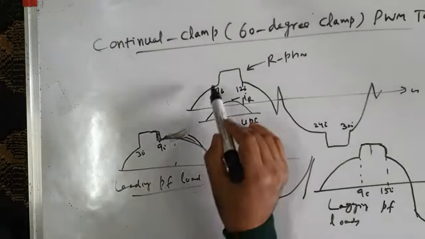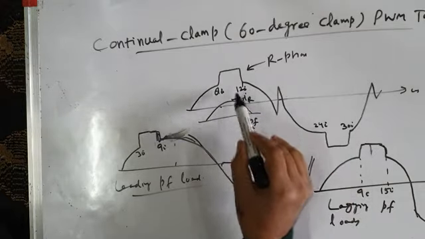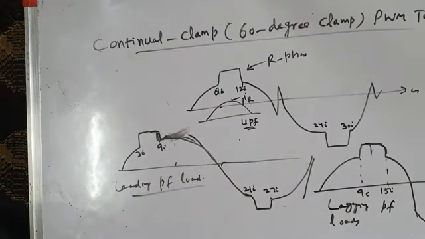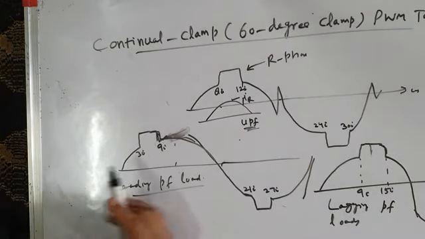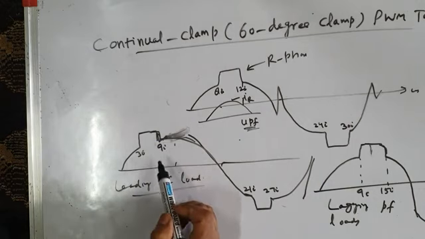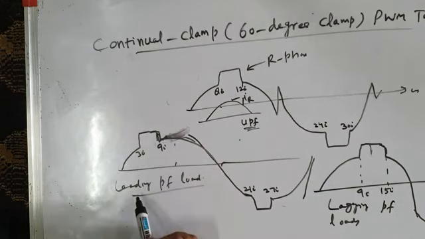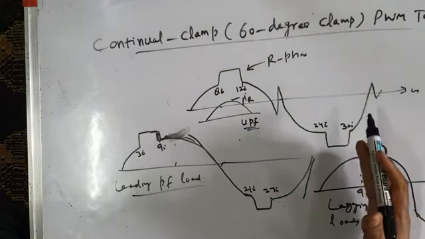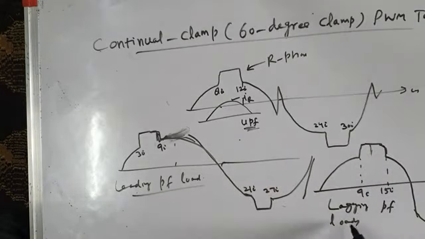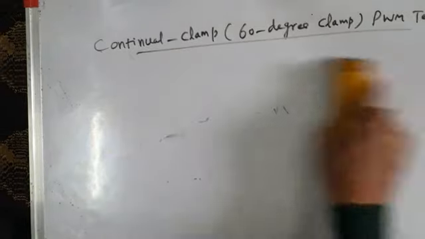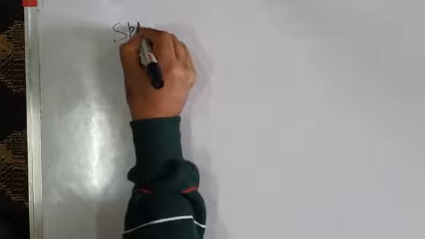So therefore 60-degree clamp with the clamping done in the middle of half cycles is suitable for unity power factor load. If clamping is done for 60 degrees in the first quarter of the half cycle, like in this case, it's suitable for leading power factor loads. And if the clamping is done in the second quarter of the half cycle, it's suitable for lagging power factor loads. This we have already discussed in detail. And then in the previous class, that means last class, we discussed the split clamp PWM technique.